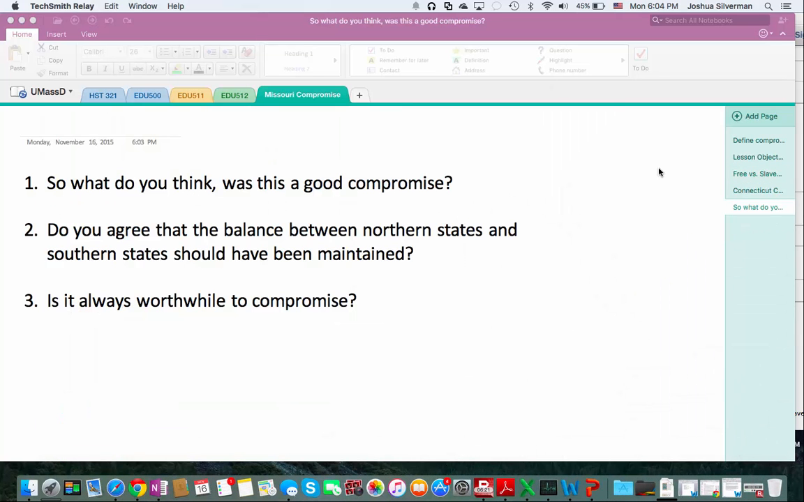So for our next class period, before we start our class, have written down, what do you think? Was this Missouri Compromise a good compromise? Were the earlier compromises from the founding of our country good compromises? Do you agree that the balance between northern states and southern states should have been maintained? Is it always worthwhile to compromise?